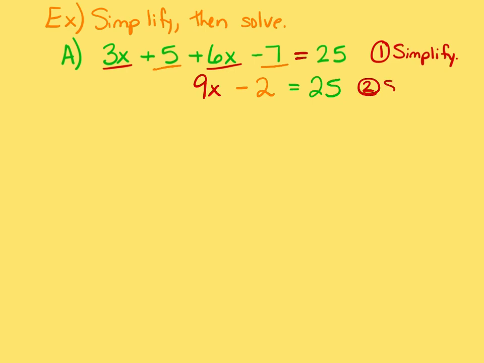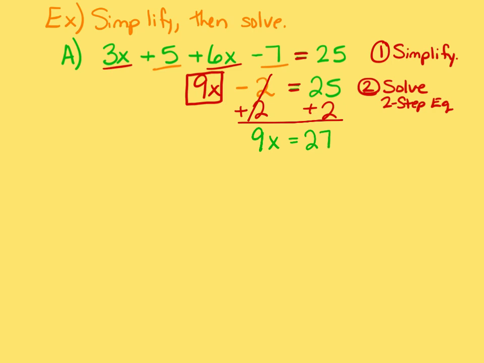So the second step, we're just going to solve this two-step equation. So when I'm solving an equation, I want to box in my x term. That tells me I'm going to get rid of what's on the same side of the equal sign, which is this negative 2 or minus 2. So we'll add 2 to both sides. We end up with 9x equal 27. So our first step was adding 2 to both sides, and now to get x by itself, we're going to divide both sides by 9. So we get x equal 3.